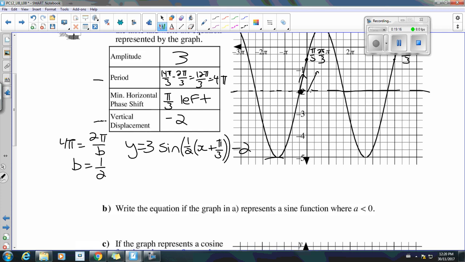Write the equation if the graph in A represents a sine function where a is less than 0.